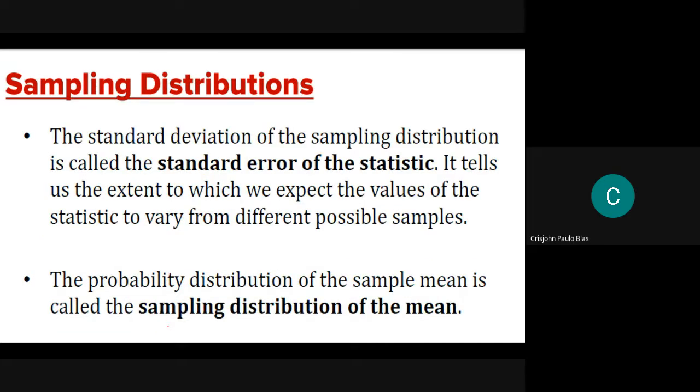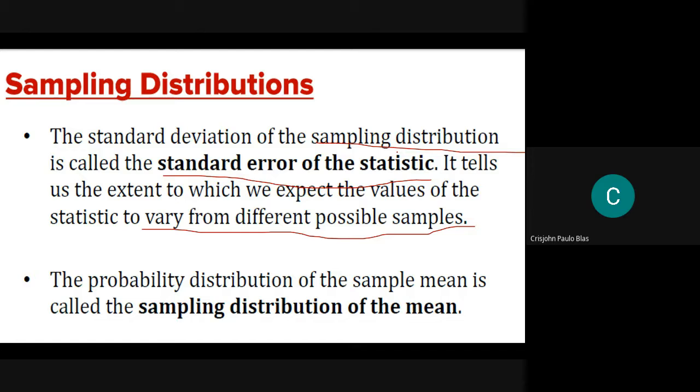So, the standard deviation of a sampling distribution is called the standard error of the statistic. O, dagdag nyo sa definition of terms nyo. Standard error is the standard deviation of sampling or standard deviation of statistics. Okay? Standard error. It tells us the extent to which we expect the values of the statistic to vary from different possible samples. So what does it mean?